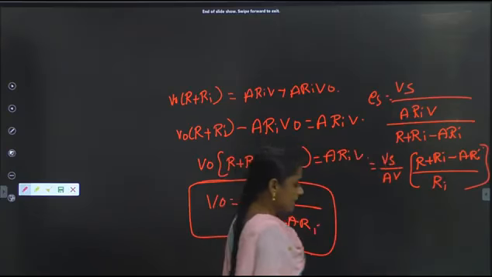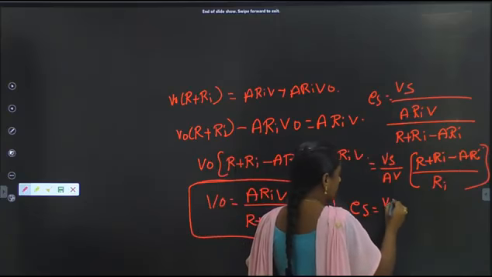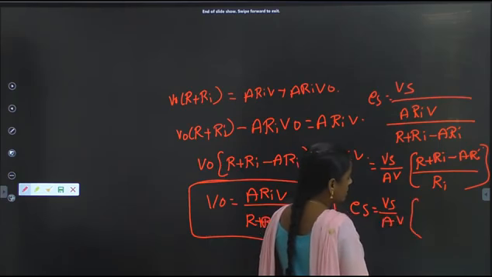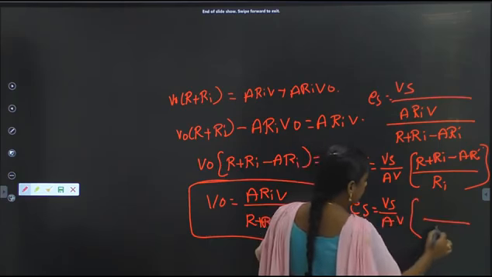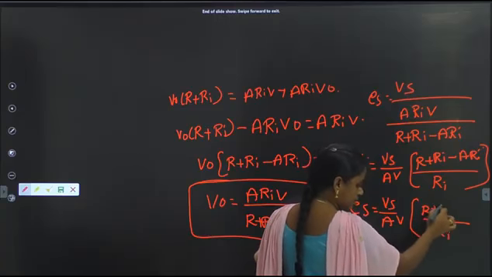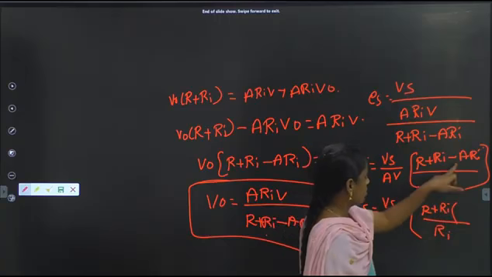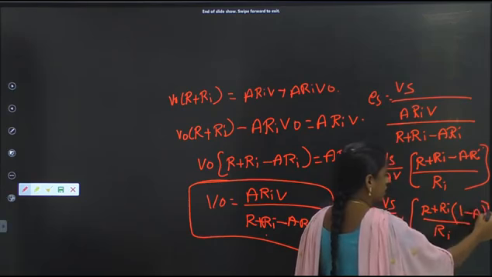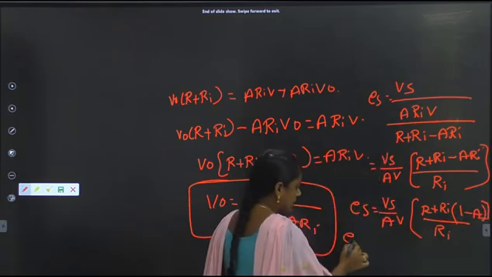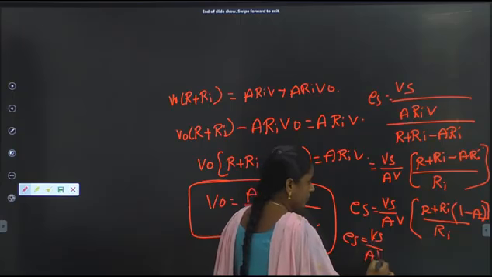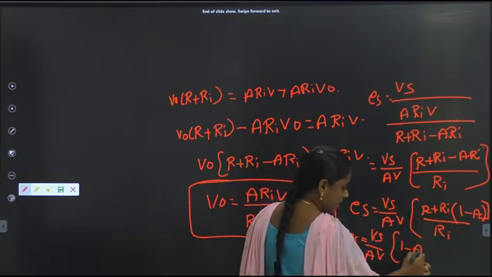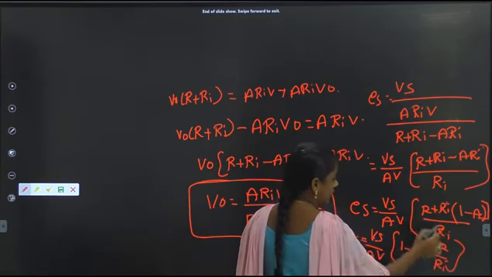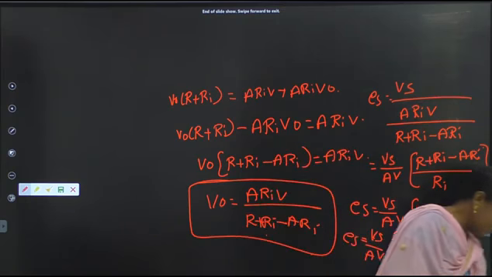So then, what is the Es? Vs by AV, and taking Ri as common in both terms, it becomes 1 minus A. After that I write: Es is equal to Vs by AV into 1 minus A plus R by Ri. Just Ri cancels here. So that is R plus R by Ri into 1 minus A. So that is the sweep speed error.